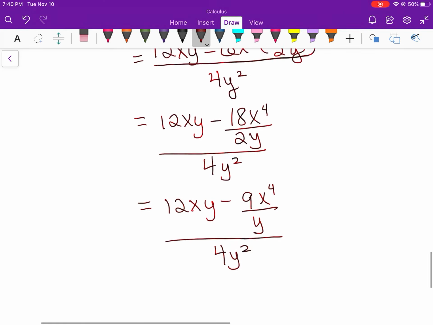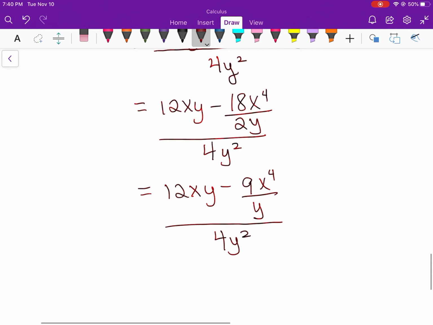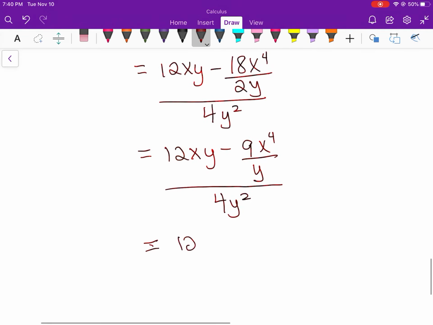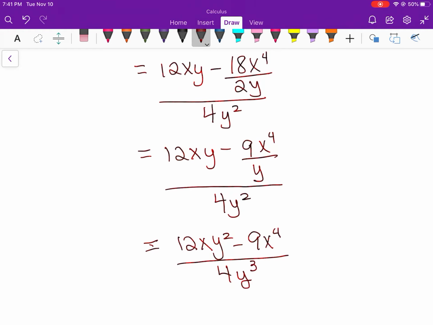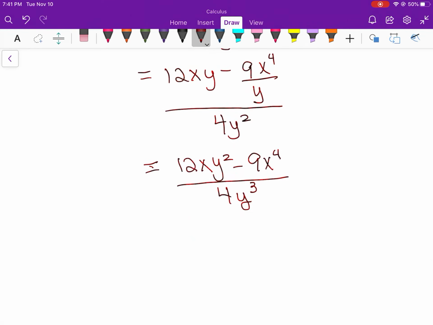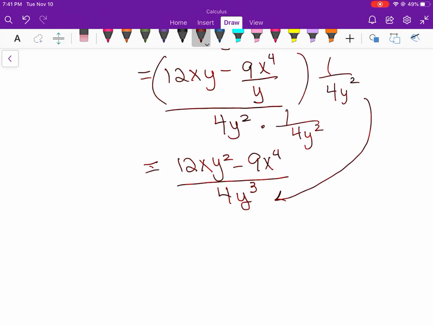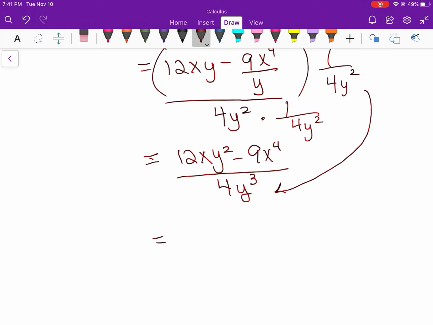And then I'm going to get a common denominator. And remember, you can take that up to the top. So that's how I'm getting that 4y to the third. Okay. Now the idea is to get this as cleaned up as possible.